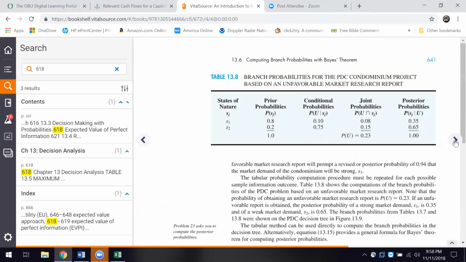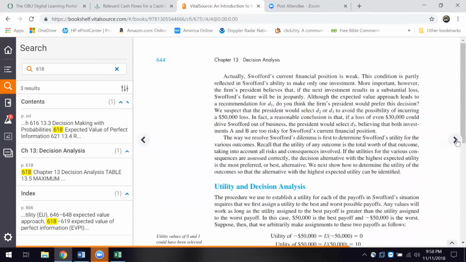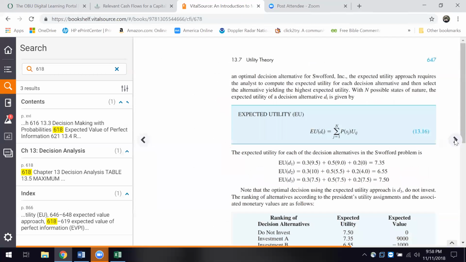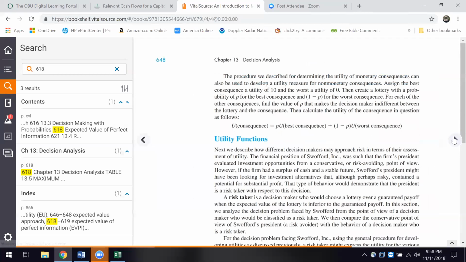And this shows us how to use branch probabilities, looking at joint, conditional, and posterior probabilities. I'll let you wade through that a little bit in the textbook. And utility and decision. So the model is pretty versatile. You can plug in all types of data and run expected utilities, values, all those kinds of things.